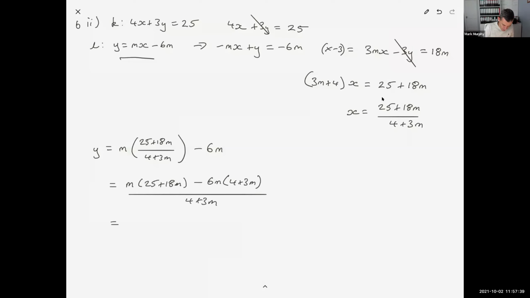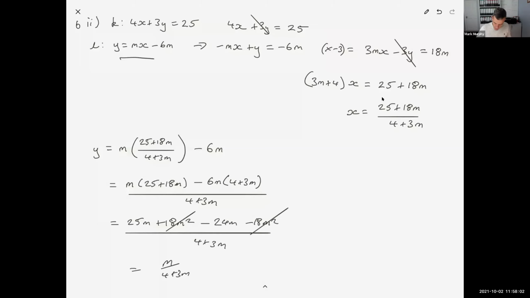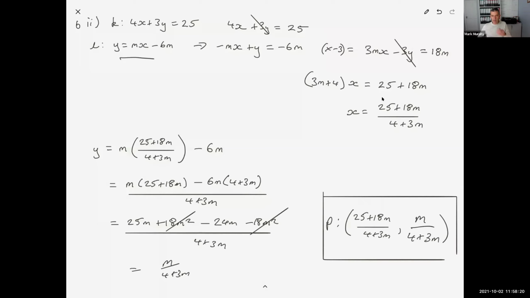Then working all that out, you get 25m plus 18m squared minus 24m minus 18m squared. Luckily, the m squared cancels, all over 4 plus 3m. Then you're left with 25 minus 24 is 1, so it's m all over 4 plus 3m. So the coordinates of P are as follows: 25 plus 18m all over 4 plus 3m, and m all over 4 plus 3m. That's what you're asked for, and that's the answer to that one.